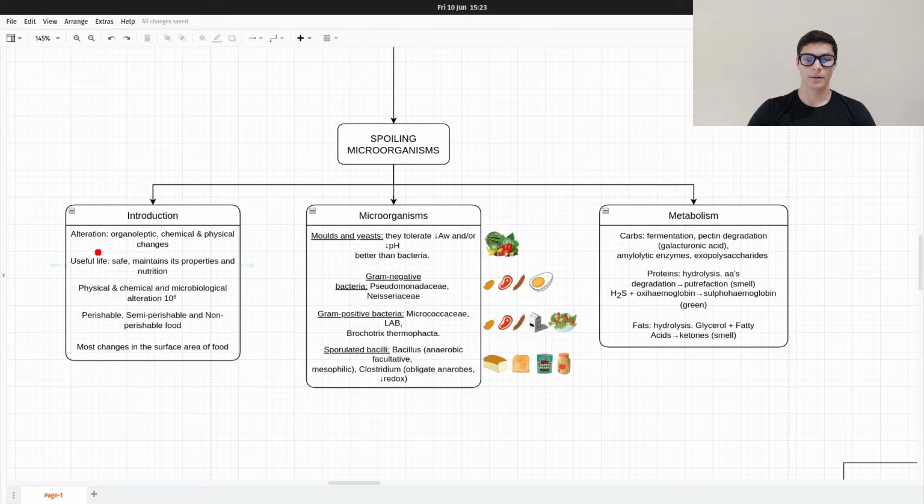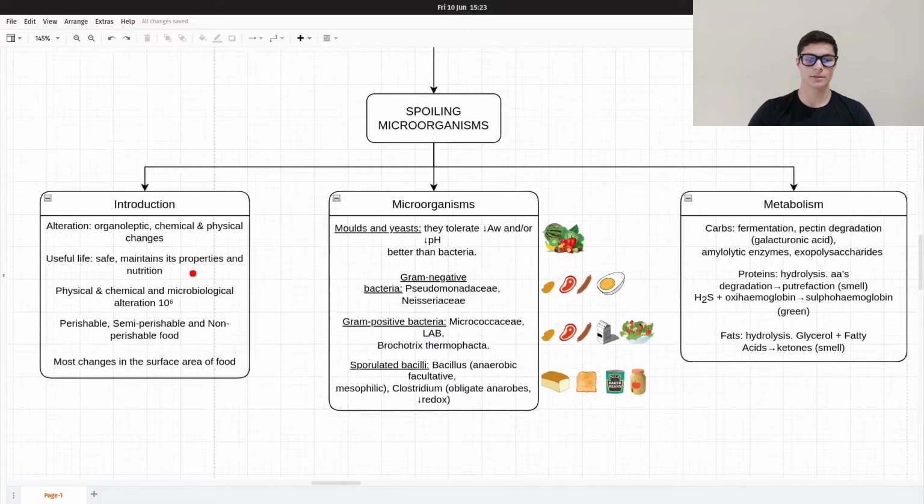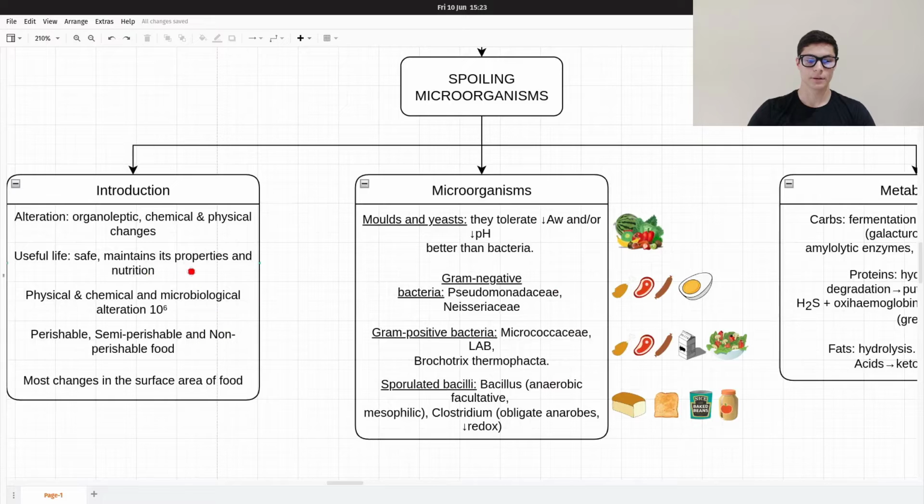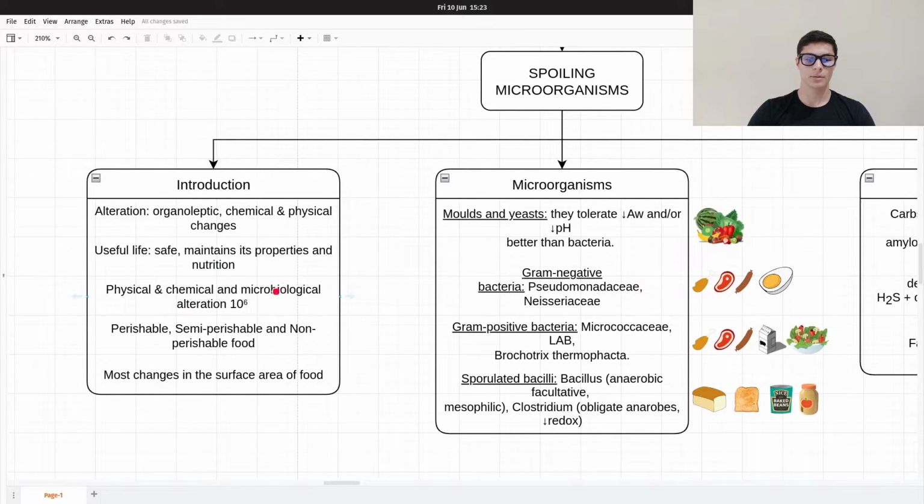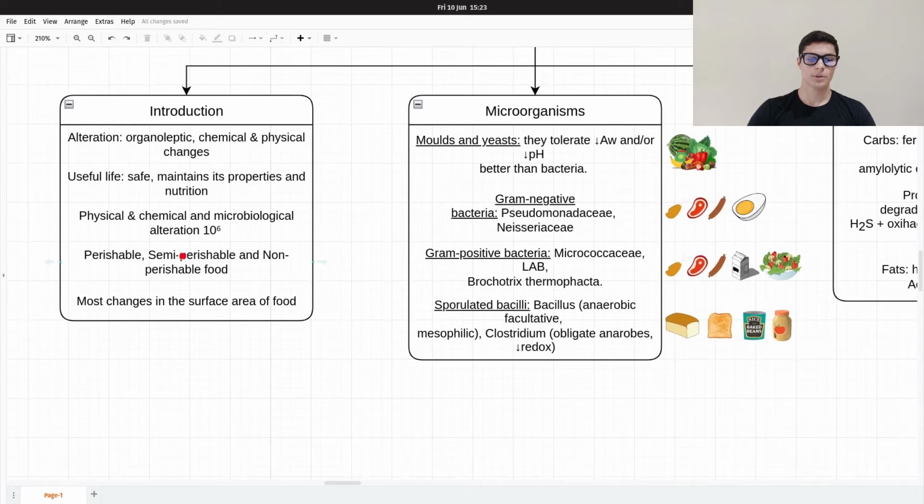Useful life of food is the time when that food is considered safe and it maintains its properties and nutrition values. Physical, chemical and microbiological alteration, as I said. Perishable, semi-perishable, and non-perishable food. This is the classification based on how fast the degradation of the food occurs.